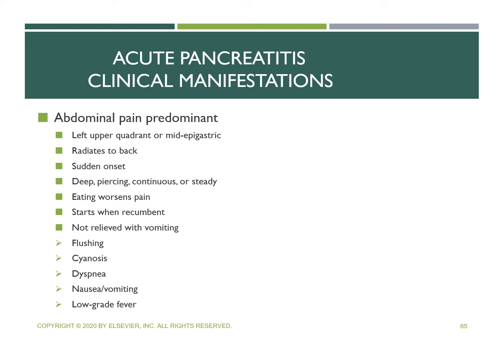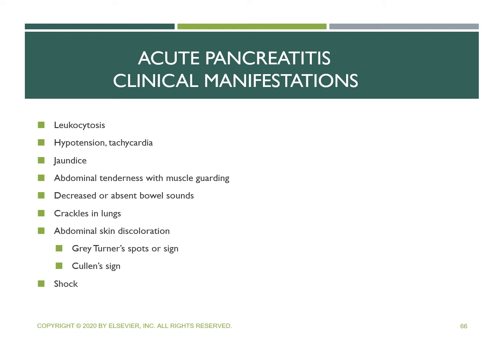They might have some cyanosis, and that could be the greenish to yellow-brown discoloration on the abdominal wall. You might see that. There's just areas of cyanosis sometimes on the abdominal wall. And then they might have nausea, vomiting, and they could also present with a low-grade fever. Additional manifestations you might see are leukocytosis, which is an elevated white blood cell count, hypotension or tachycardia, and there could be hypovolemia due to a fluid shift into the retroperitoneal space.